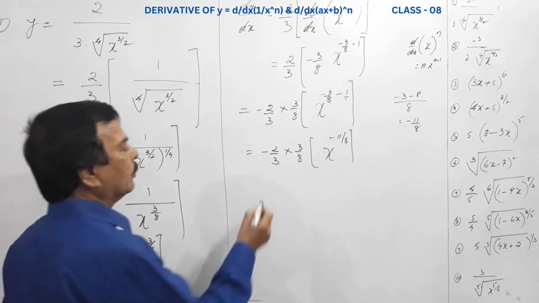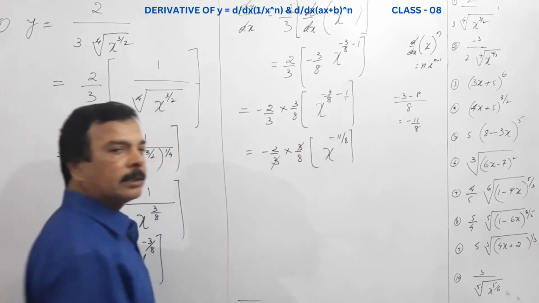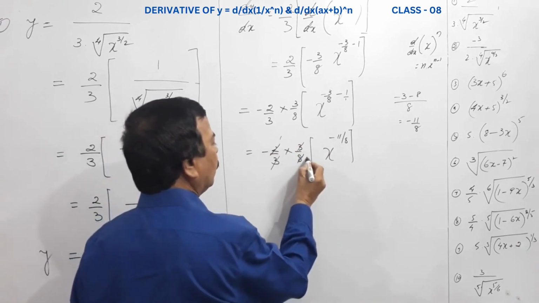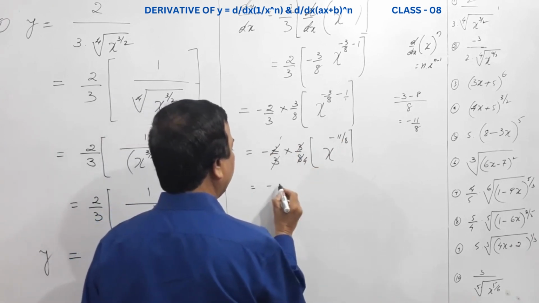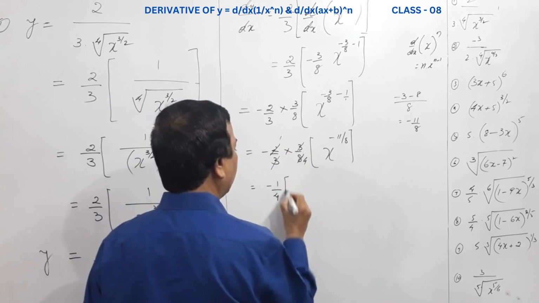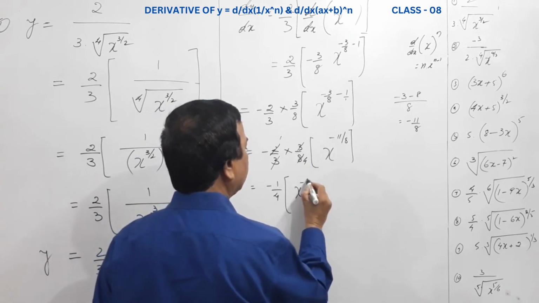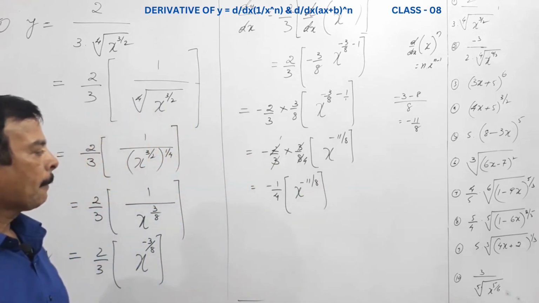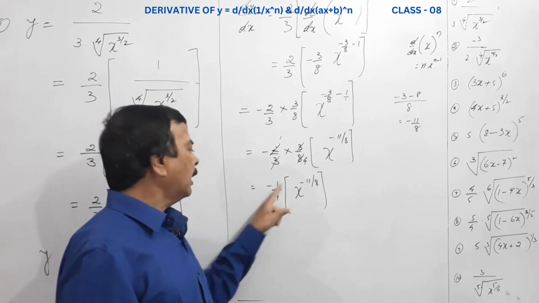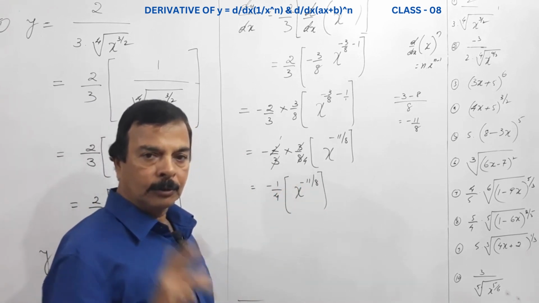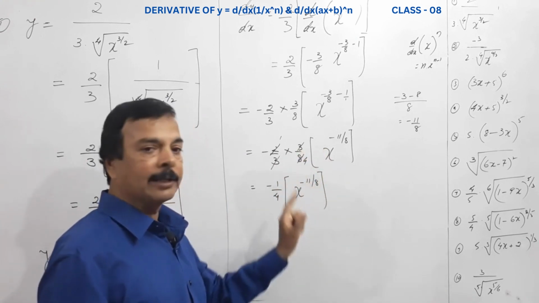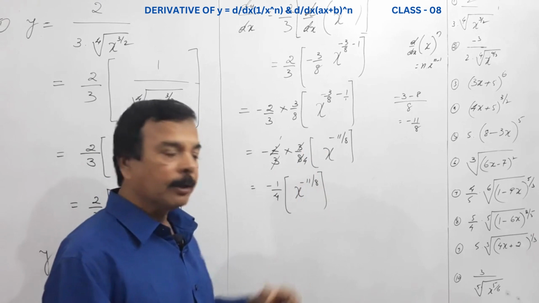Done. So this 3 cancels. So 2 1s are 2, 4s are 4. This becomes minus 1 by 4 x to the power of minus 11 by 8. Done. Can I multiply this and this? No, because this is x to the power and this cannot be multiplied or cancelled or divided. So leave this for itself.